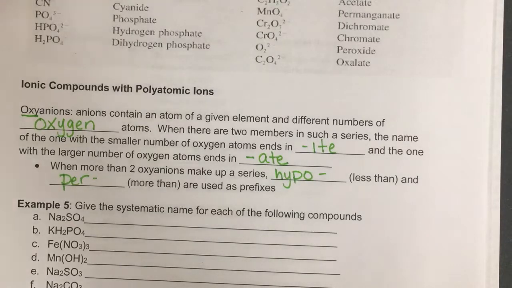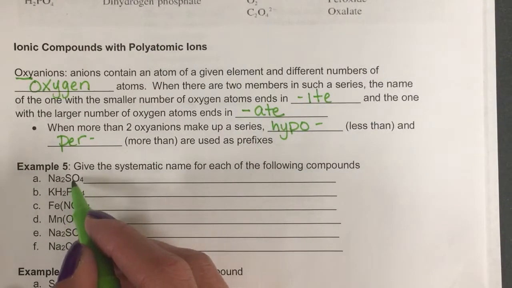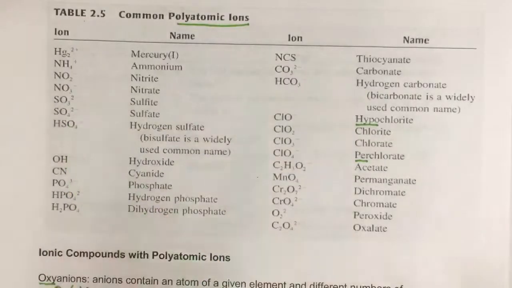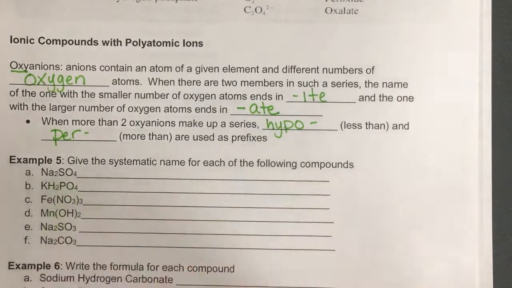Now, naming ionic compounds with polyatomic ions is pretty easy. We use the exact same rules we used before. If we know the charge, no Roman numerals. If it can have more than one charge, Roman numerals. And then I just look at the polyatomic ion, and whatever the polyatomic ion is, I get its name from the table.